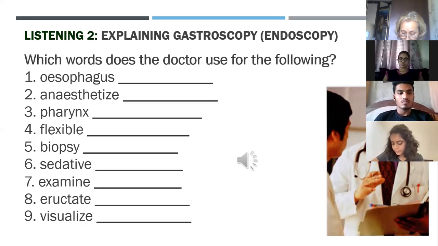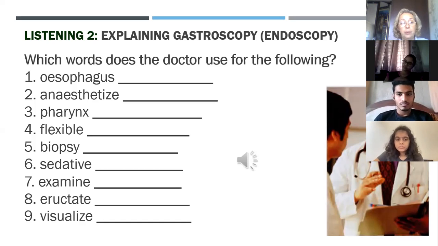Sedative, something to help relax you. Yes, that helps to relax. Examine, look at your stomach. Irritate. Belch. Full and belch, yes. Bulge. Belch. And visualize, to see clearly. We'll see. Yes, he says we'll see.